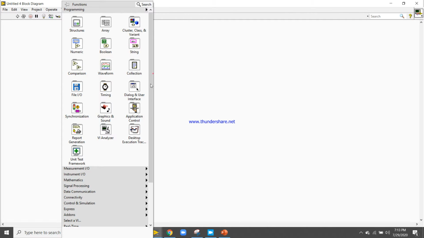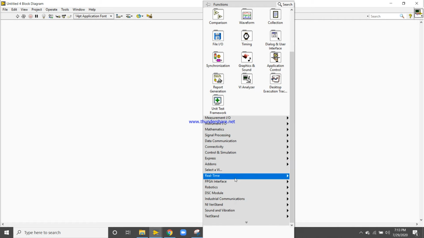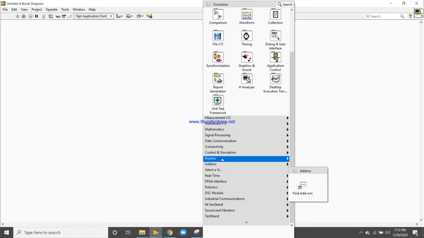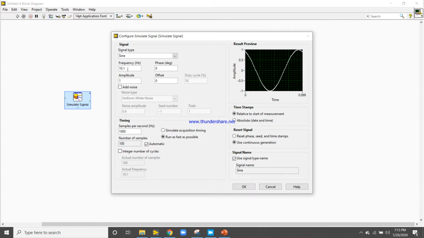Now, right click in the block diagram. There is one express VI. In this express VI, this one is the simulate signal. Take the simulate signal here. Now it will be the message signal.